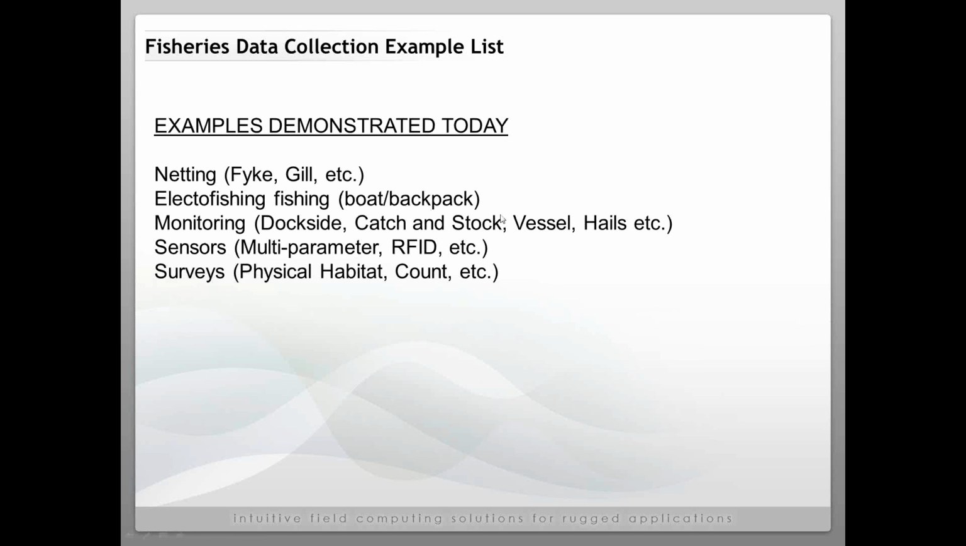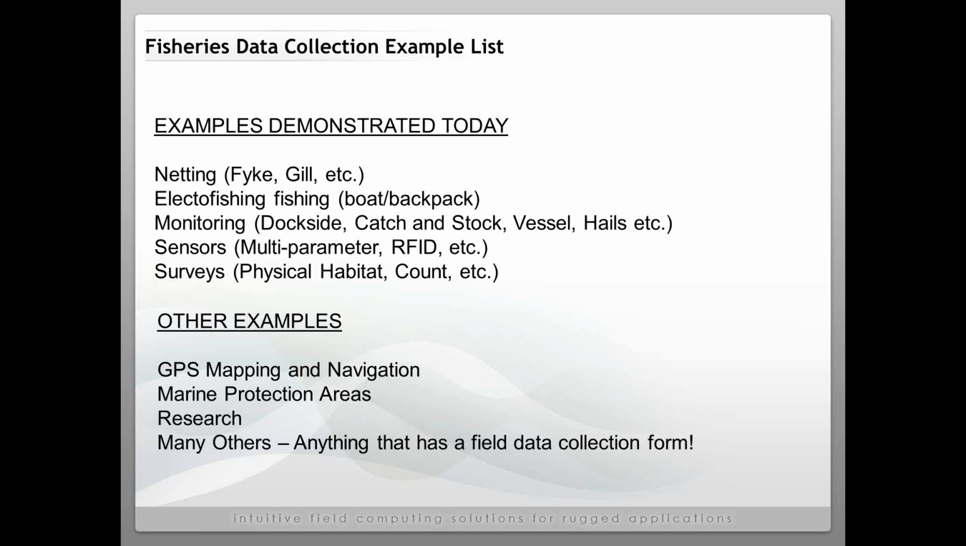In this particular one, it's a vessel example, but it could be dockside monitoring, catch and stock monitoring, hails, that type of information. We're also going to look at how to integrate sensors, such as a multi-parameter water probe. It could be RFID, et cetera, as well. Also, we're going to look at a survey example, in this case a physical habitat survey, but it could be a count survey, it could be any other type of survey as well. But that doesn't mean that this doesn't apply to a really wide range of other applications. Anything related to GPS and mapping, navigation, marine protection areas, research, anything that you can think of that really has a field data collection form.